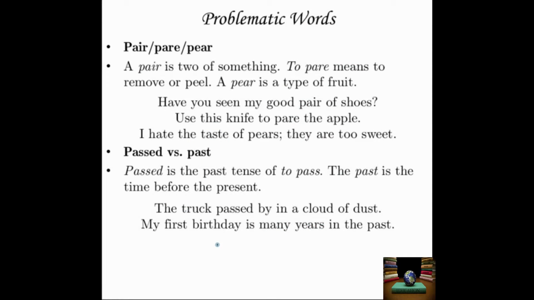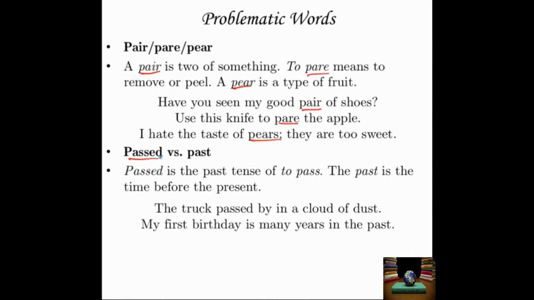All right, pair, pare, and pear. The major problem with these is they all sound exactly alike, and they mean nothing like each other. A pair, A-I-R, is two of something. To pare, P-A-R-E, means to remove or peel. A pear, P-E-A-R, is a type of fruit. So have you seen my good pair of shoes? Shoes traditionally come in twos. Use this knife to pare the apple. And I hate the taste of pears, they are too sweet. Just that one you're going to have to memorize.